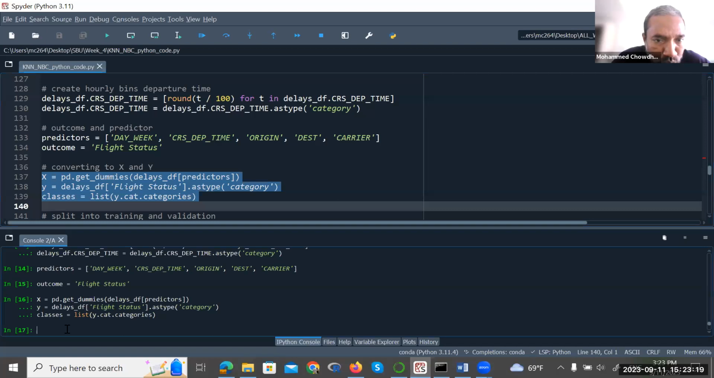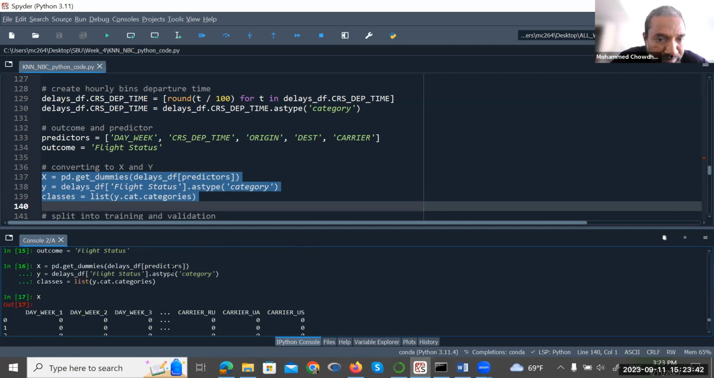I'm converting that into a data frame format. If I want to take a look at the data, I choose five covariates, which are day of the week, whether this is the first day, second day, third day, up to the seventh day, CRS departure time, origin, destination, and carrier. These are the covariates I have now.